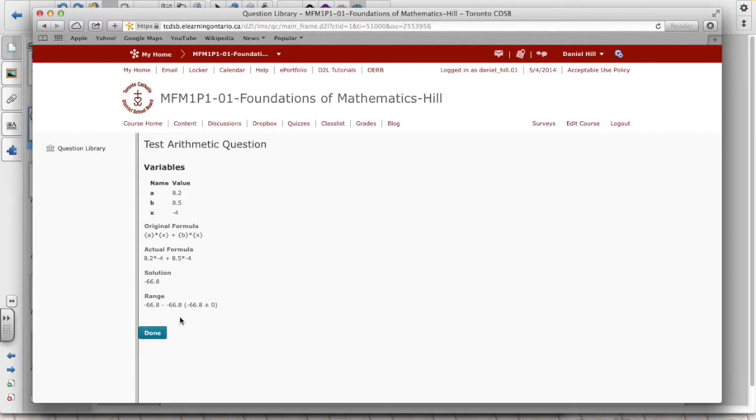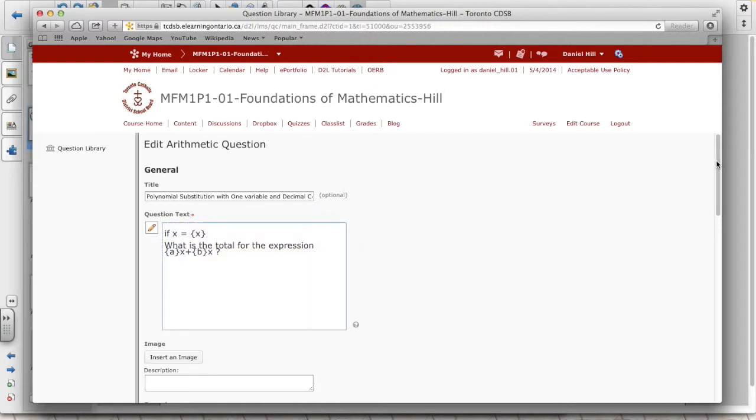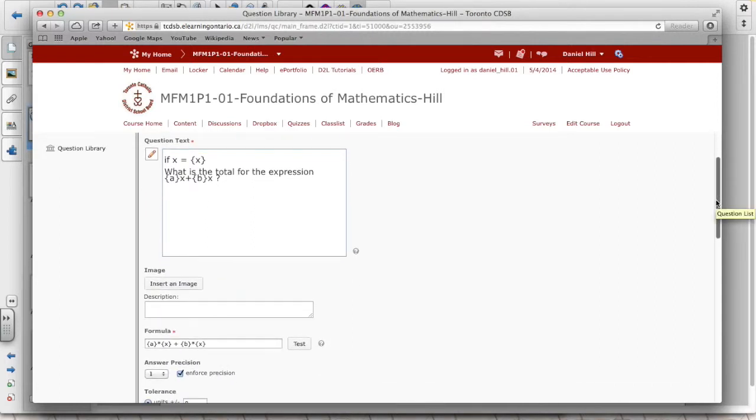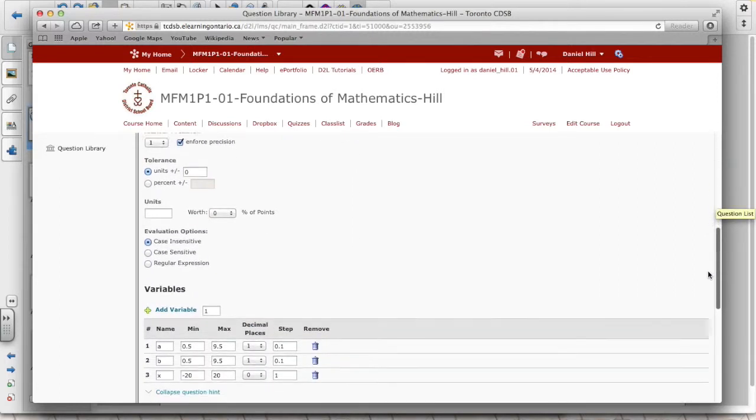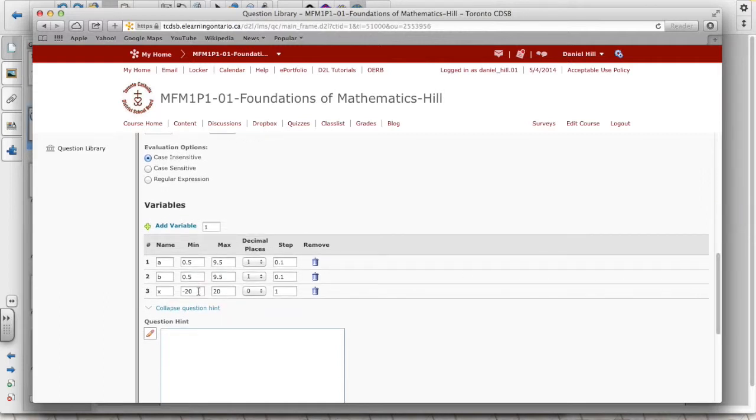One of the ways you set that up is by using these little curly braces here, and those signify that the question is going to put in a value for that parameter based on how you lay the parameters out below.